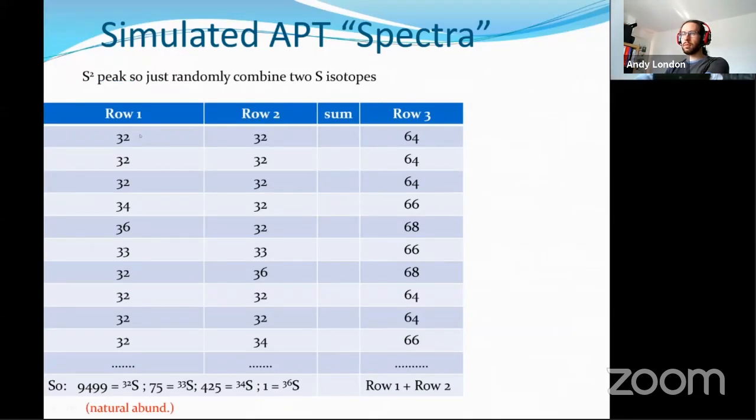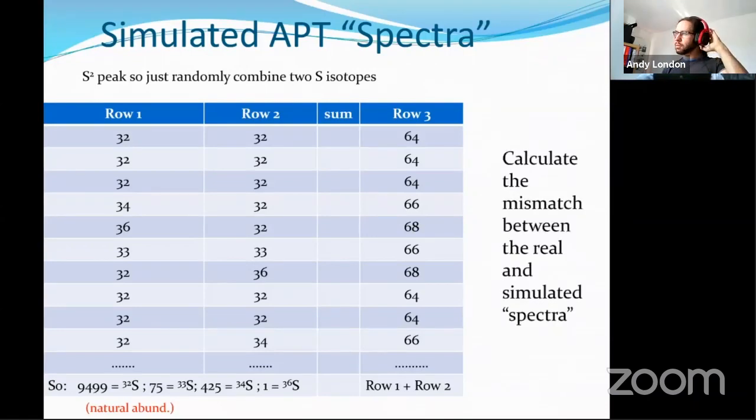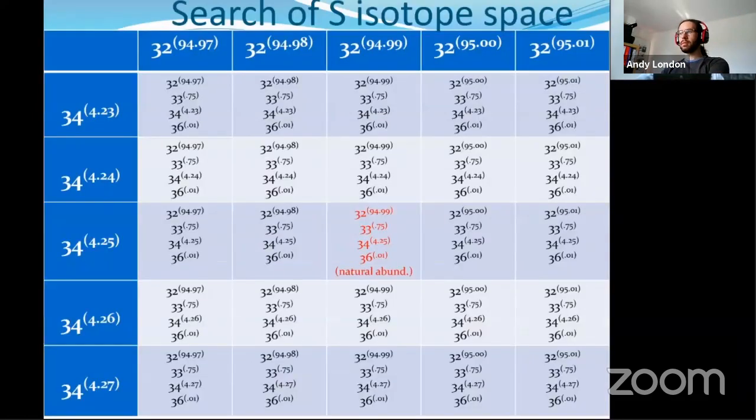So literally just the number 32, 33, 34, and 36 in row 1 and row 2, the same isotopic numbers in row 1 and row 2, and we randomly pull from row 1 and row 2, we combine it into row 3, which simulates the random combination of the atoms as they're coming off the tip to form our molecules. So we then have a simulated mass spectrum in row 3 here, and we can compare that to the real mass spectrum. We can calculate a mismatch number for that guess, and then we go to town.